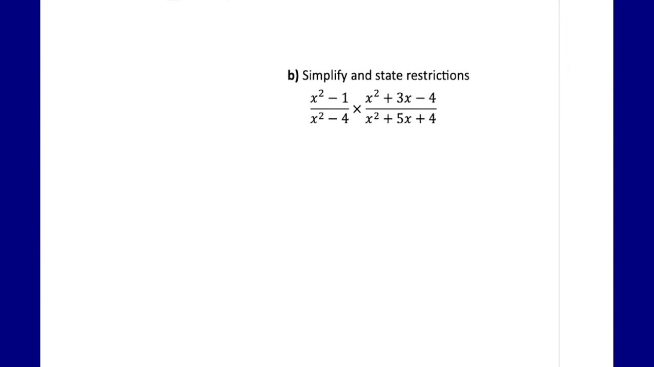B, simplify and state the restrictions. This is similar to when we multiplied and divided our rational expressions. We have a rational expression here that we want to simplify. One thing we have to do first, however, is start looking for restrictions, and we want to do that at the very beginning. So if I look at it right now, is there anything apparent in terms of what the restrictions are? In this case, no, there's not. So I can't really do anything right now.